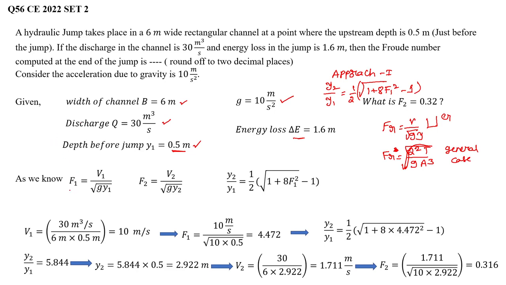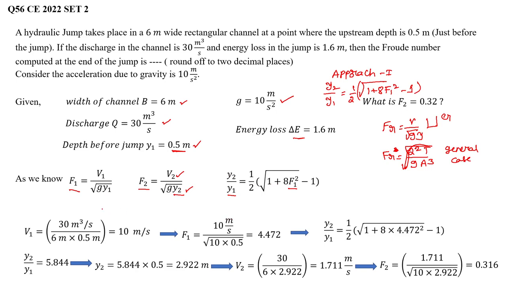So what we do is first calculate the Froude number at the upstream section. The required answer is the Froude number at the downstream section. To get that, we need to know the depth after the jump as well as the velocity after the jump. To arrive at these quantities, we will use the relation y2 divided by y1 equal to 1 by 2 square root of 1 plus 8 F1 square minus 1. In this relation, what do we know? We know y1, given as 0.5 meter, and F1 square, which can be calculated using the formula. So the only unknown is y2. That is a straightforward answer.